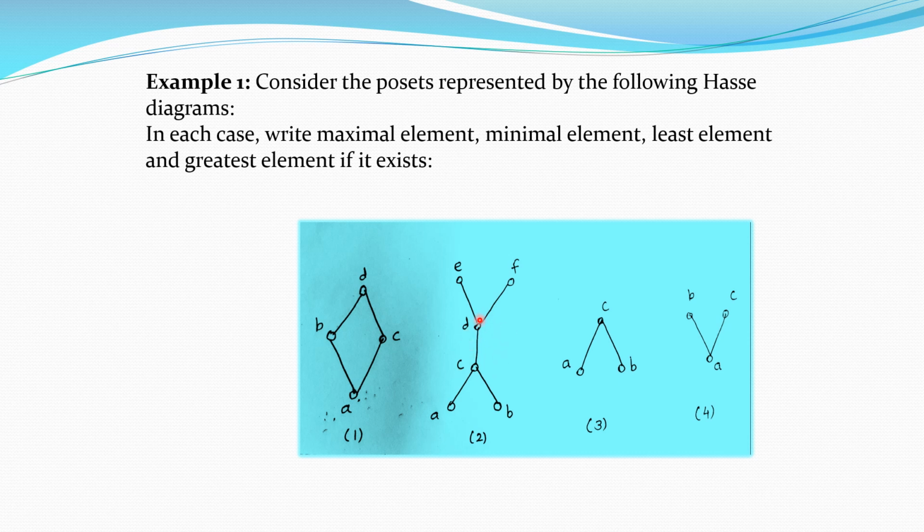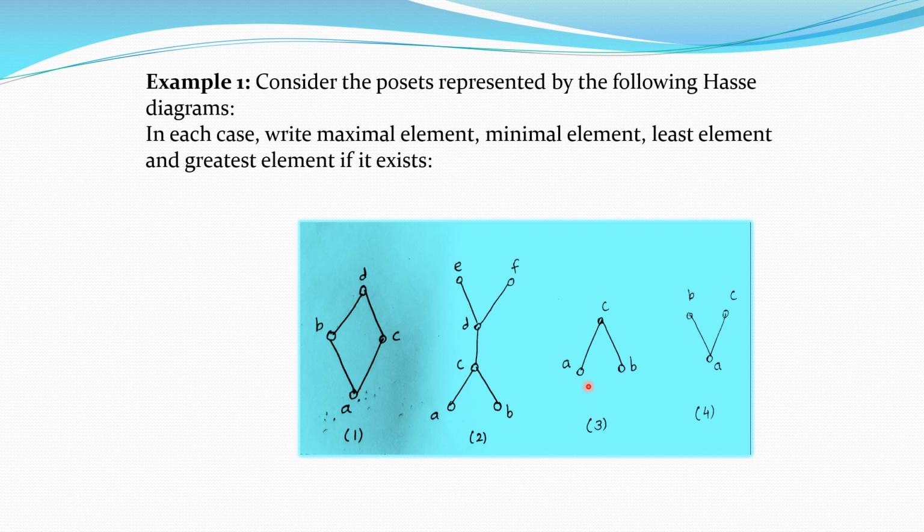So here for A, see A precedes A, but A is not the least element because B is not preceding A. Same way B is also not the least element. So there is only greatest element C but not the least element.